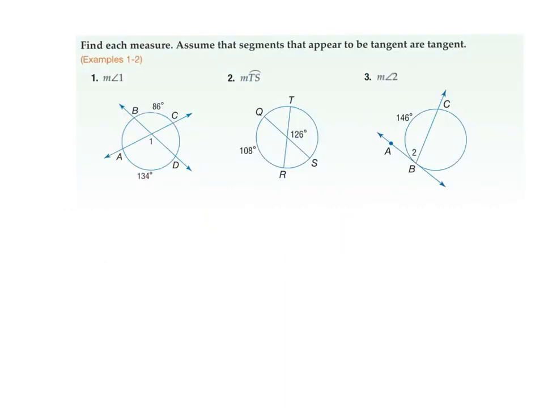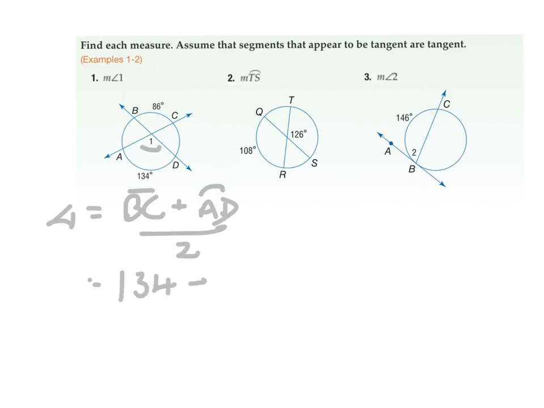Let's have a look at example 1. You are told that you've got to find angle 1, which is this one. So angle 1 is just going to be arc BC plus arc AD, and when you finish that, you divide through by 2. So in other words, it's 134 plus 86 divided by 2. Then what have you got here? You've got 220, and you divide that by 2, which will give you 110 degrees.